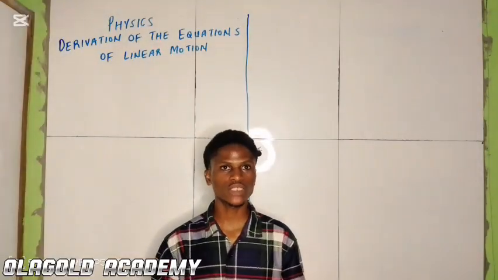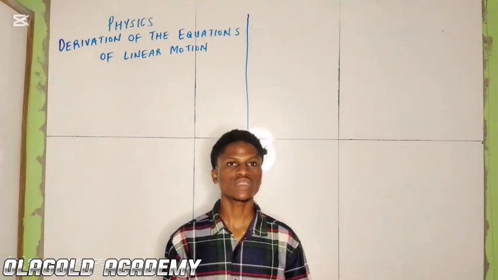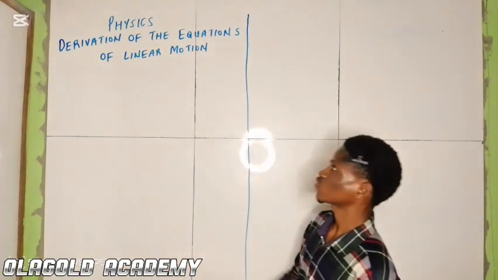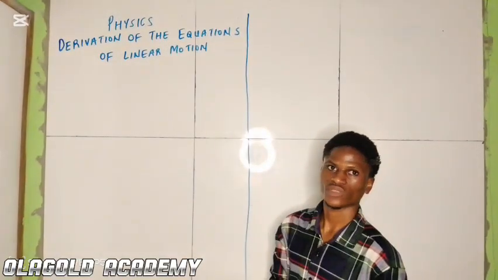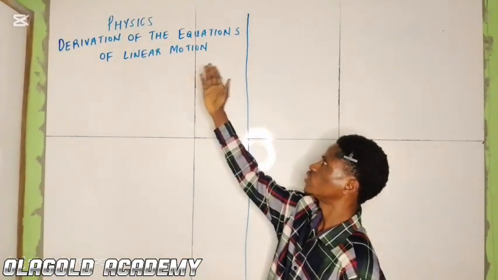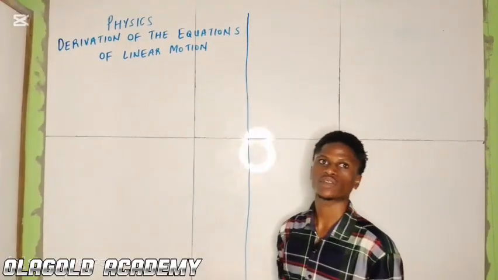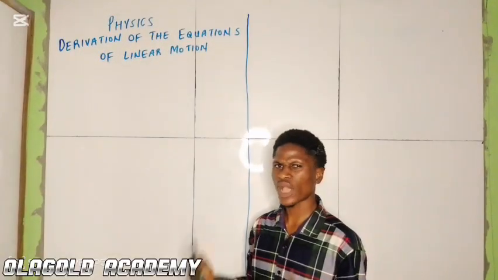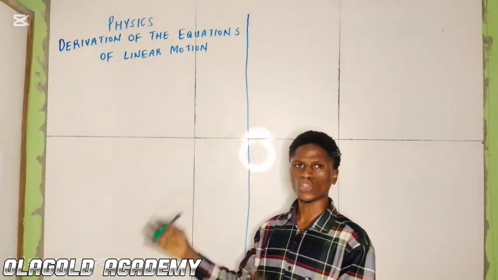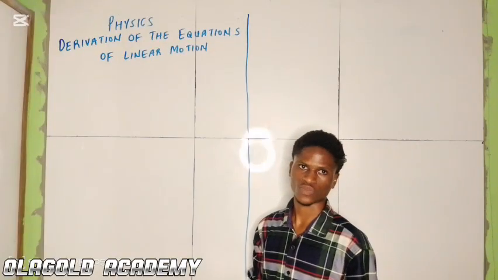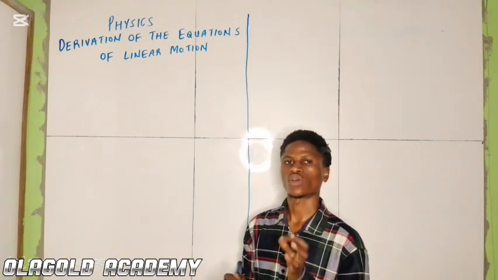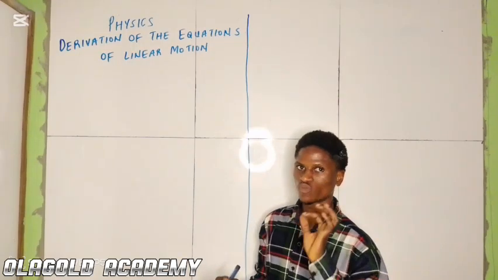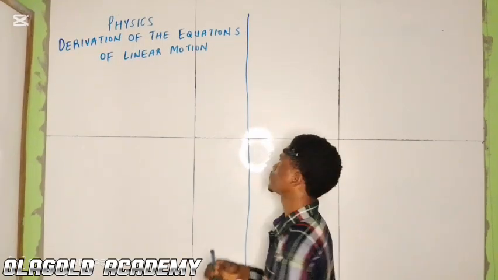Now, for today's lesson, we'll be looking at the derivation of the equations of linear motion. How we can derive the equations of linear motion. Now, we have three equations of motion. Or let me say we have four.